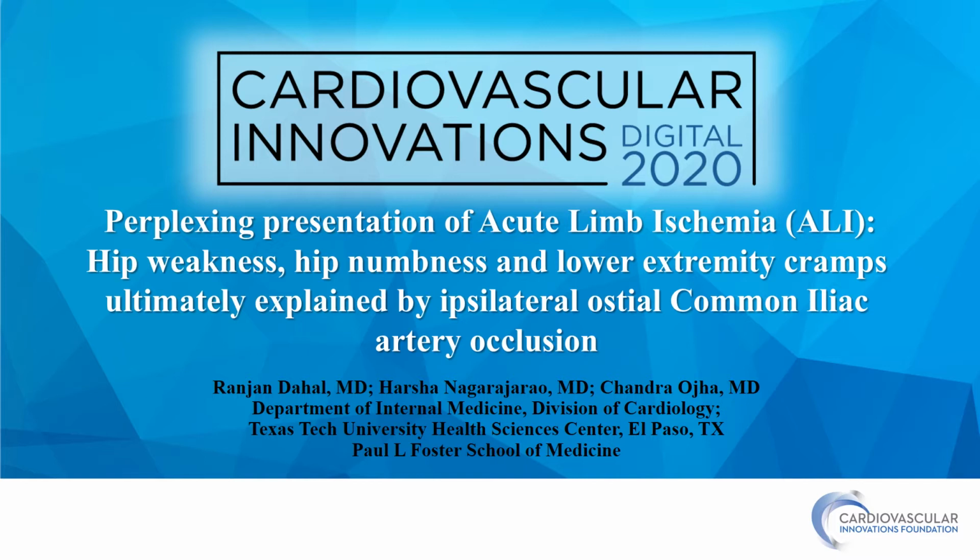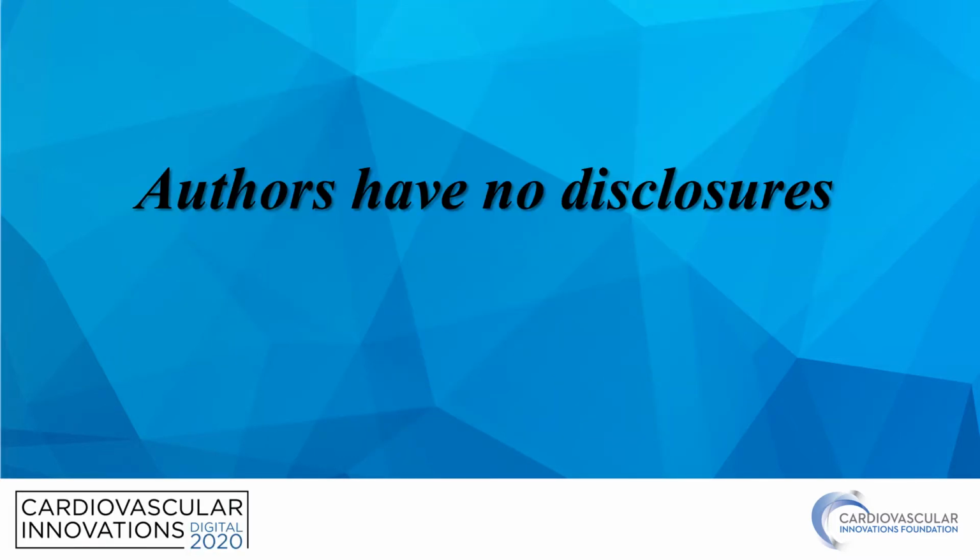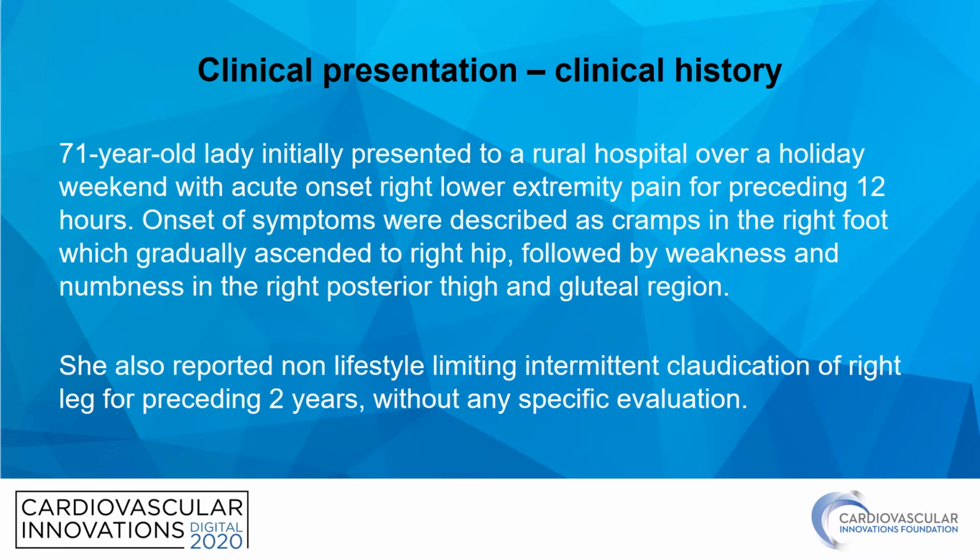Today, I'm presenting an interesting case of acute limb ischemia presented as hip weakness, numbness, lower extremity cramps, ultimately explained by ipsilateral ostial common iliac artery occlusion. We do not have any disclosures.